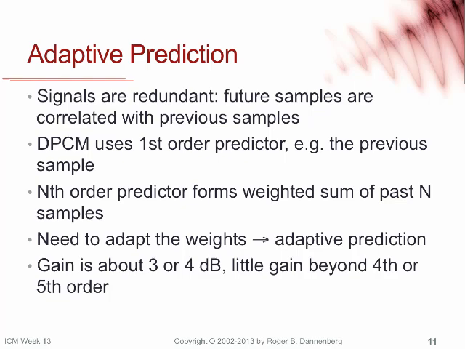So DPCM is a first order predictor, and we can have nth order predictors that form weighted sums of the past n samples. And like ADPCM, we need to adapt those weights to the signal. So as we're listening to the signal, if there's redundancy, we can actually kind of learn on the fly what the best weights are and apply those to predict the next sample. You can get a gain of about 3 or 4 dB, so not a huge amount, and there's very little gain to be had beyond 4th or 5th order adaptive prediction.